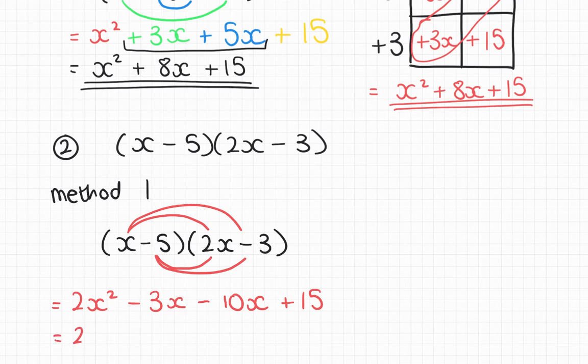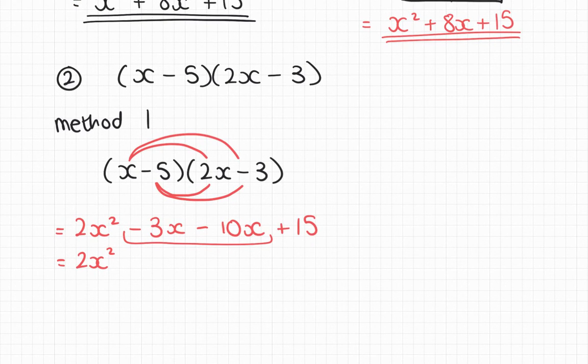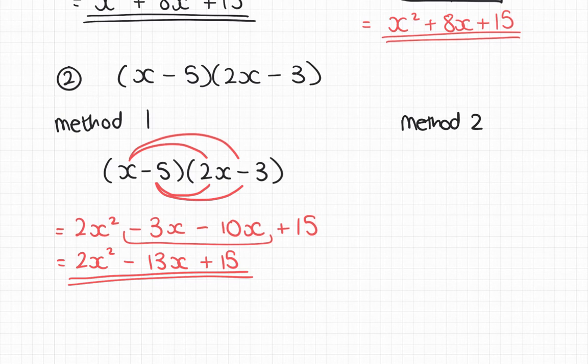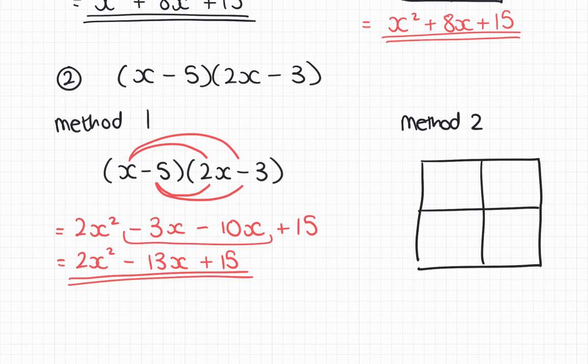And I can simplify that by grouping together these middle x terms. So minus 3x, take away another 10, is minus 13x plus 15 at the end. And I did this one as well using the grid method. So I did this one, method 2, using the grid, just by drawing another quick grid, and it was x minus 5, 2x minus 3.